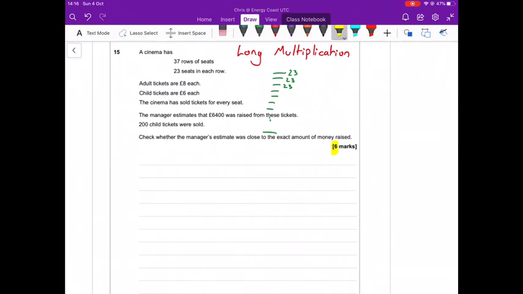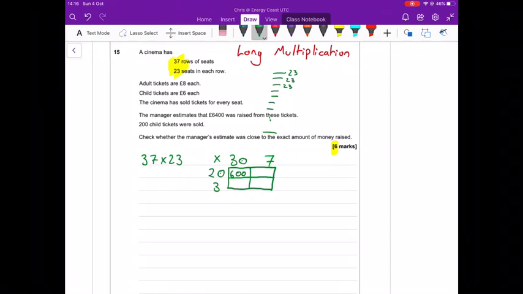The first thing I'm going to do, though, is I've got 37 rows of 23 seats. How many seats have I got then? What I need to do is 37 times by 23. So this is just a case of using your grid method, okay? So 37 times by 23. I draw in my grid like that. Start off in the top box, which is probably the hardest one. 2 times 3 is 6, but I've got 2 zeros to go there as well, okay? So that gives me 600.